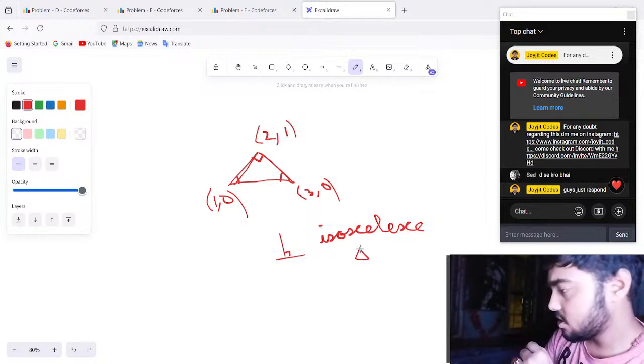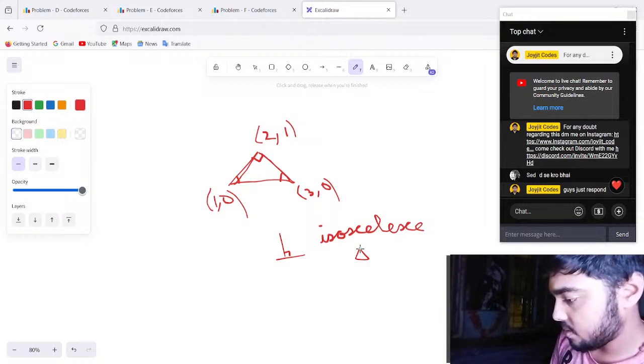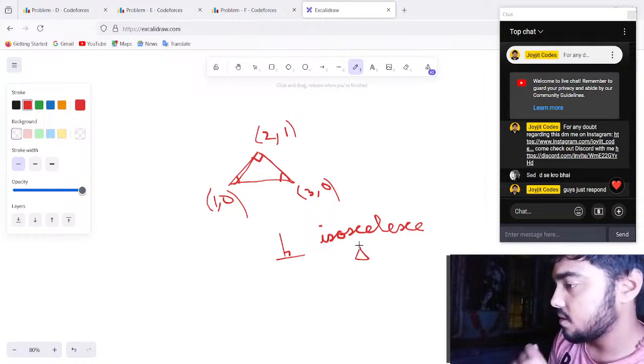So this isosceles triangle, what it basically does is, let me just check it. So it's just showing me that no one is over here. Okay, no one is watching this. Why is it so less, man? I don't know. Anyways, so it has to be the isosceles triangle. Okay.